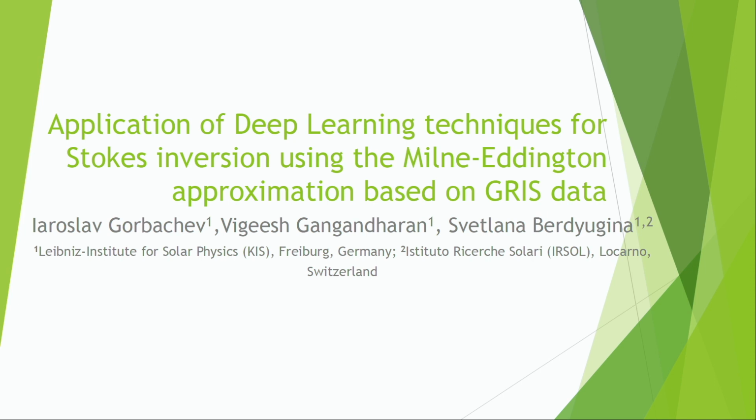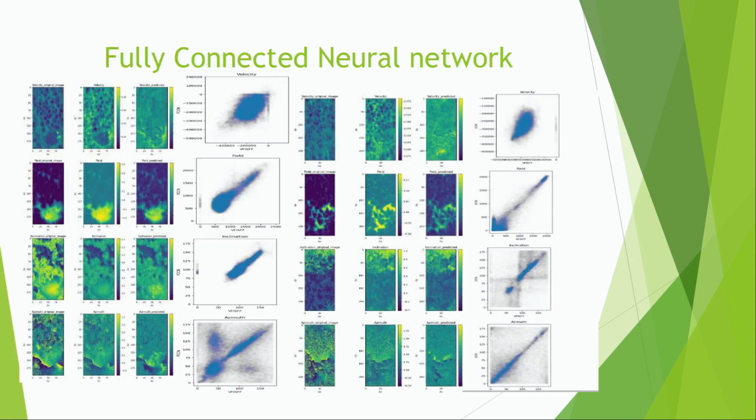In our database, we already have some high-level data products. This inversion was done in the framework of the Milne-Eddington approximation. Of course, it's very simple, not a stratified atmosphere, but it's a very good test point where we can test different machine learning models. I've been working on this project since December 2022, so about three to four months, and these are mostly preliminary results, but I think still interesting to look at.